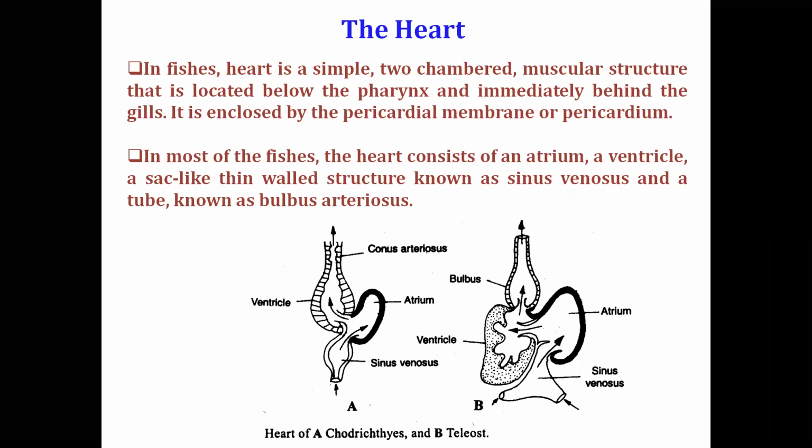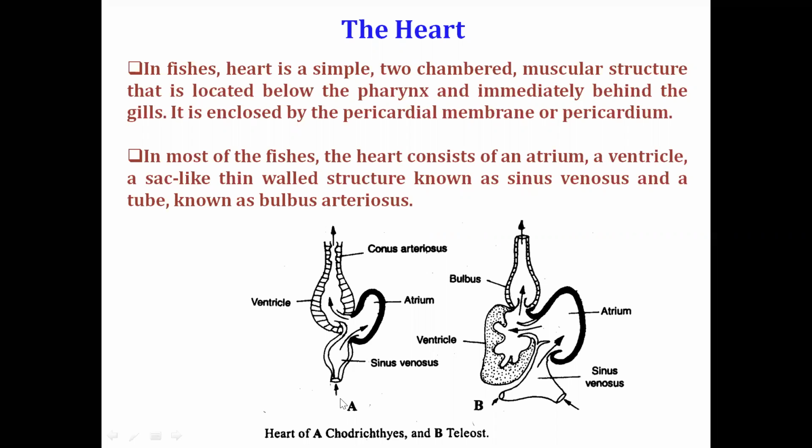It also has one sinus venosus. If I'm talking about sharks, then it has a conus arteriosus, and if I'm talking about teleosts, it has a bulbus arteriosus. This is the comparative diagram of the heart in the elasmobranch, and this is in the teleost. Here you can see the sinus venosus.